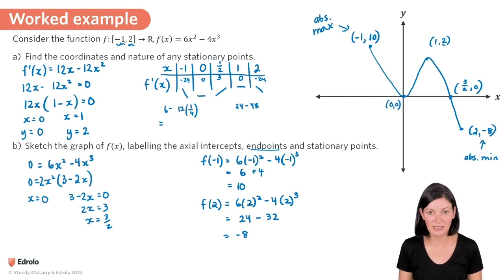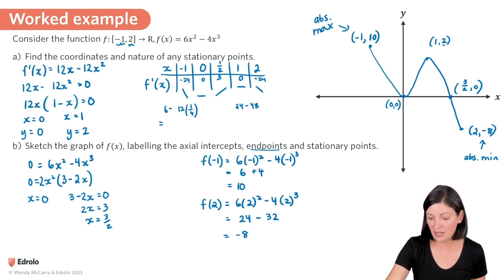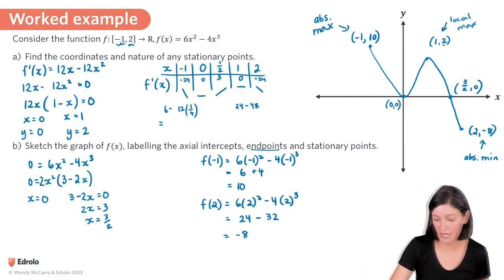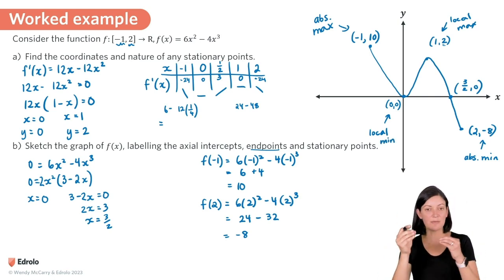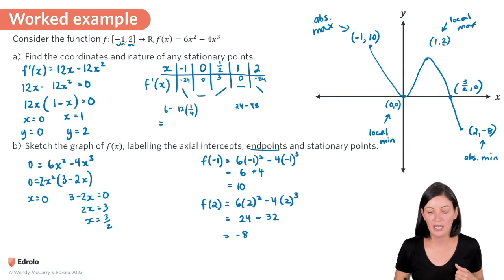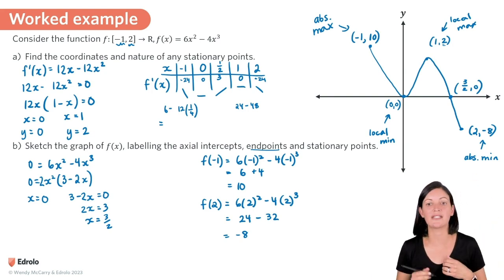My stationary points that I found, those will be what we refer to as our local maximum, and this one here would be my local minimum. So they are minimums and maximums in those sort of little local areas of the function, but the overall absolute maximum is the left-hand endpoint, and the absolute minimum would be that right-hand endpoint.